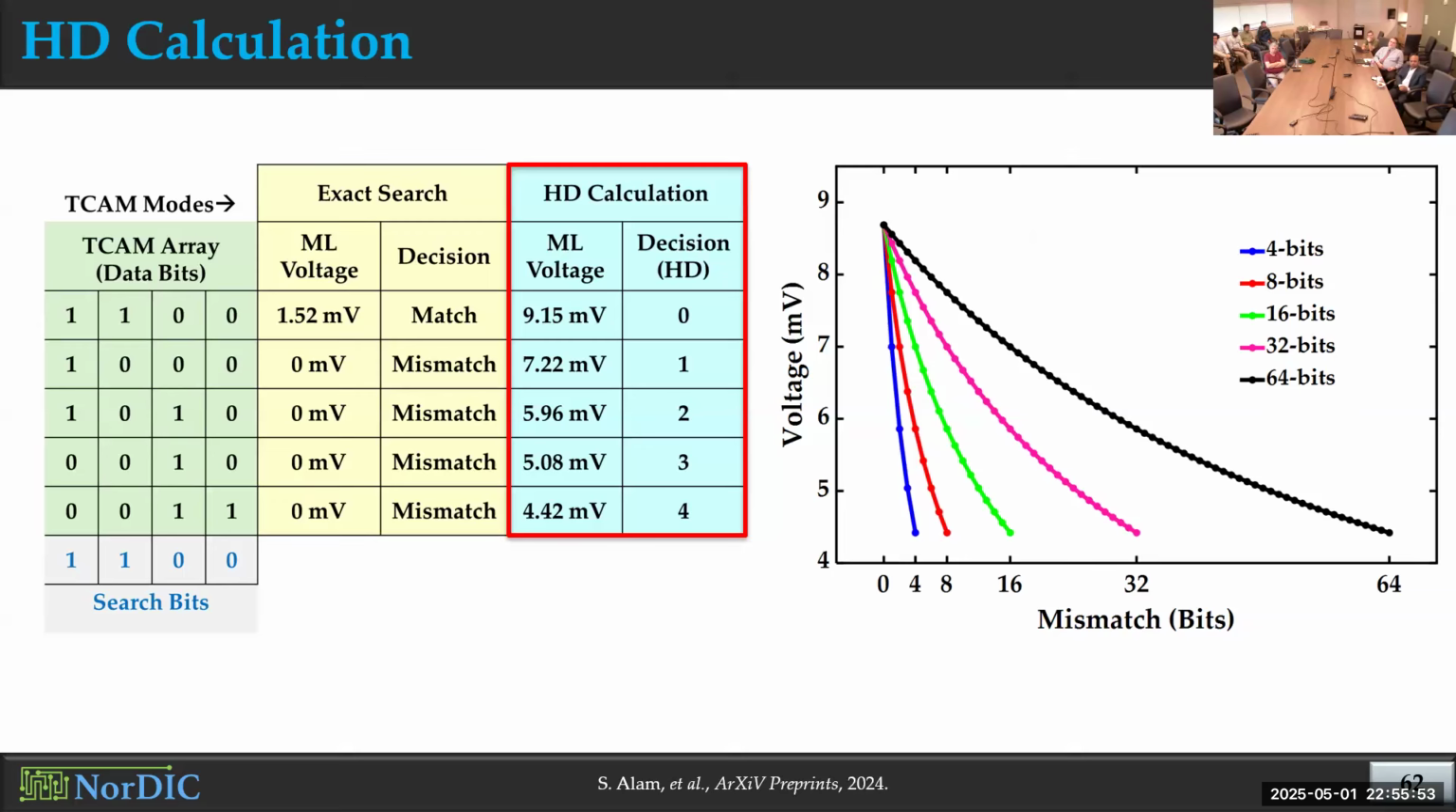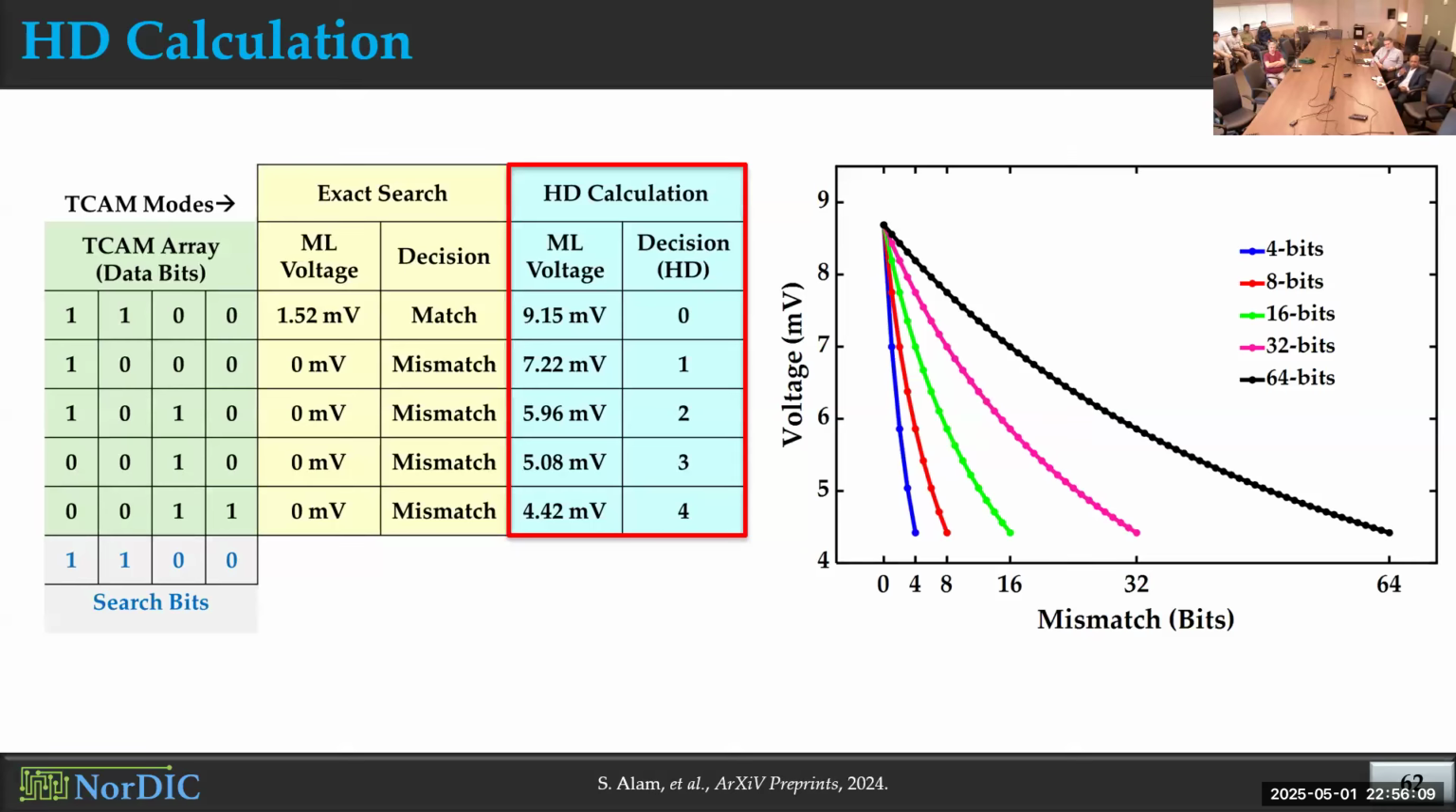And here we will need peripheral circuitry to decode this Hamming distance. And as you can see in this blue region here, we consider a 4x4 TCAM array, and for different amounts of mismatch, we get different levels of voltage, and we can use that to decode the Hamming distance from here.